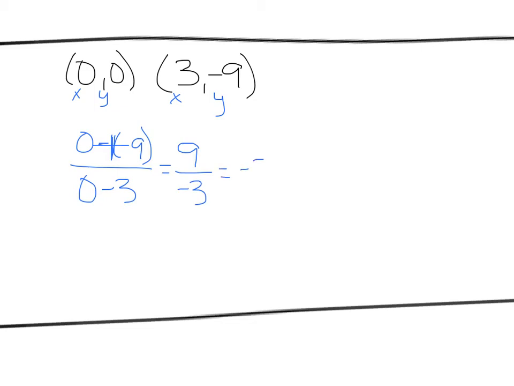And 9 over negative 3 gives me a slope of negative 3. So this line would also be sloping down. Okay, I'm going to have you guys try this next one on your own. Find the slope between the points (5, 0) and (7, 8).